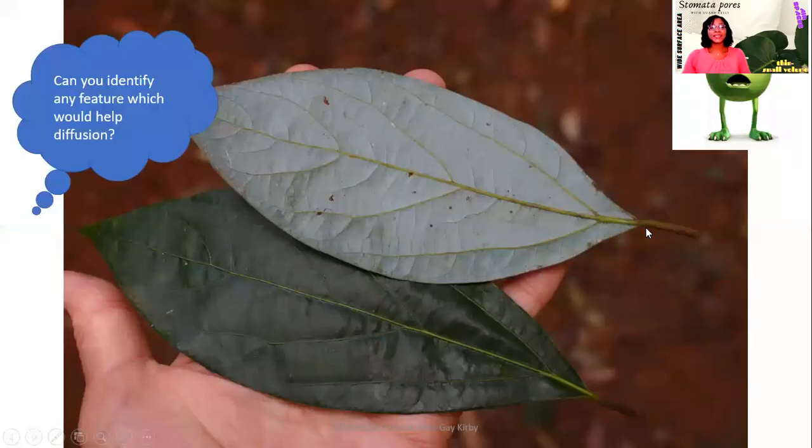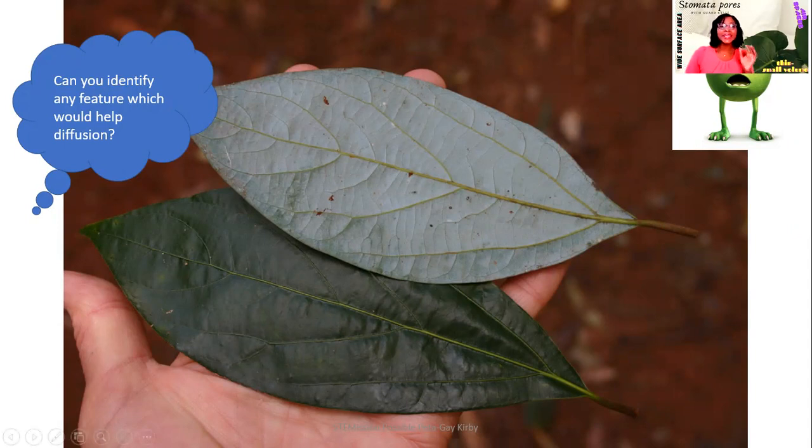Have a look at this plant, at these leaves. I wonder, you know, you can learn a lot by observing even before you read content. I wonder, from our basic knowledge, can you identify any feature that you believe could help with diffusion? Today we're going to learn about those features. Let us see what you thought of. You will see it being revealed during the course of the lesson.